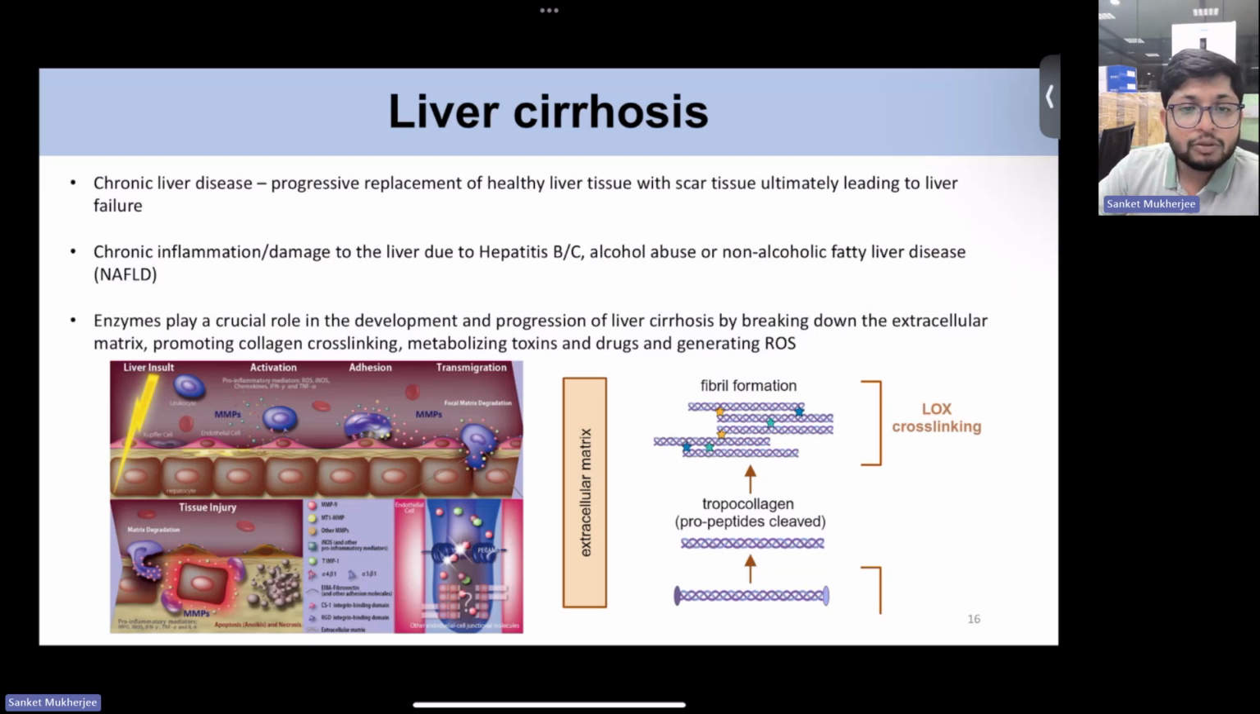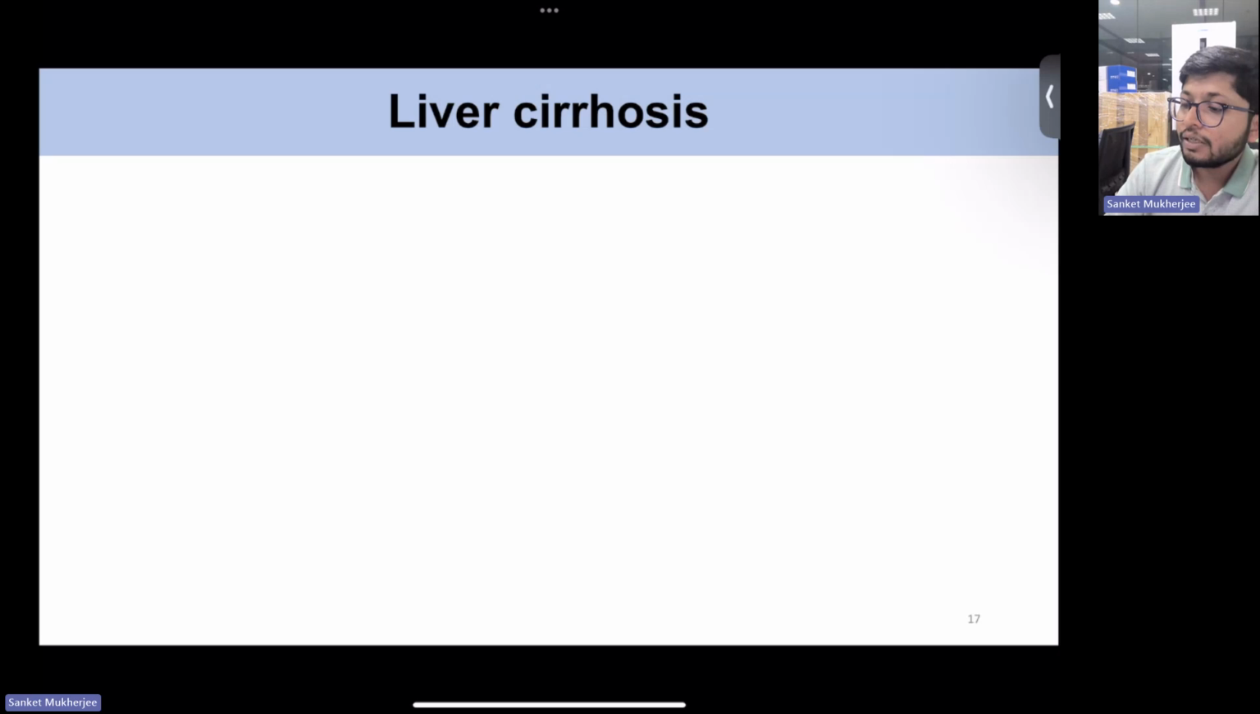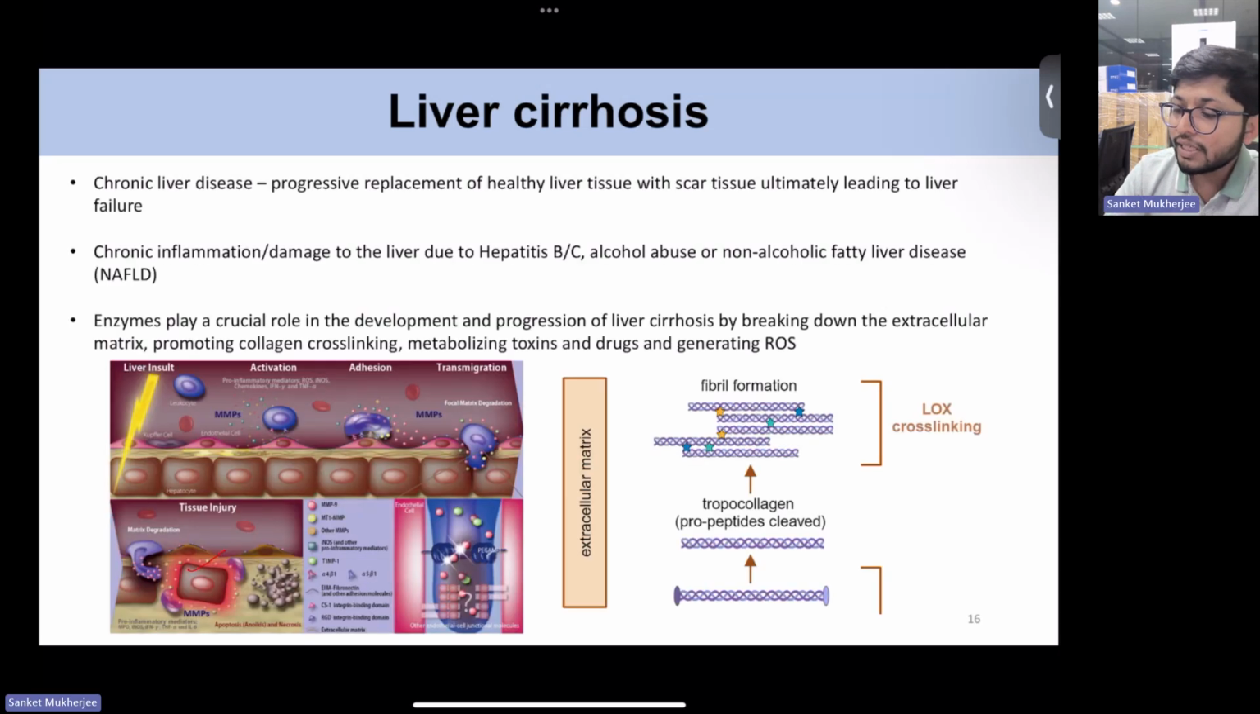Enzymes play a very crucial role in the development and progression of liver cirrhosis by breaking down the extracellular matrix, promoting collagen cross-linking, metabolizing toxins and drugs, and generating ROS. So some of the enzymes that are important are matrix metalloproteinases. They break down the extracellular matrix and allow tissue regeneration, remodeling, and repair. Similarly, along with MMPs, there are TIMPs, which are tissue inhibitors of metalloproteinases. They actually inhibit MMP activity.